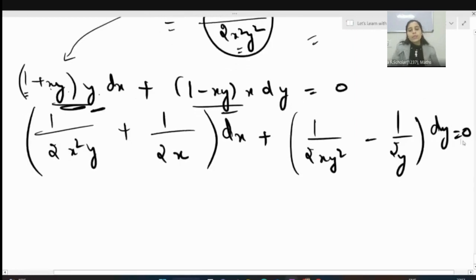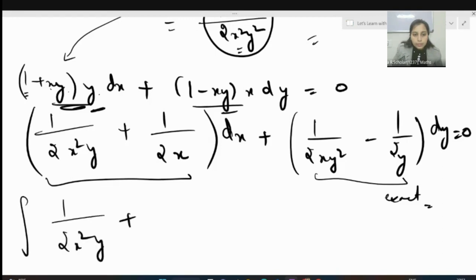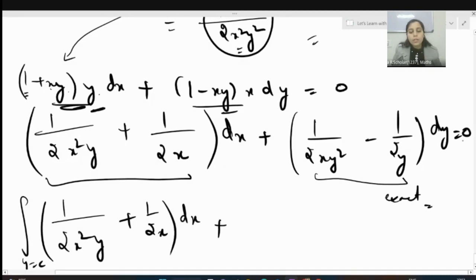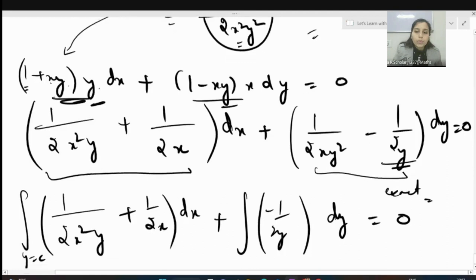Now we can check that this equation becomes exact. Differentiating this with respect to y, we get minus 1 upon 2x squared y squared, and this with respect to x, we get minus 1 upon 2x squared y squared. So this equation is now exact, and now we can get the solution as the integral of (1 upon 2x) dx, keeping y constant, plus the term not containing x, which is this one, dy, is equal to c, some constant c, as we are integrating it.